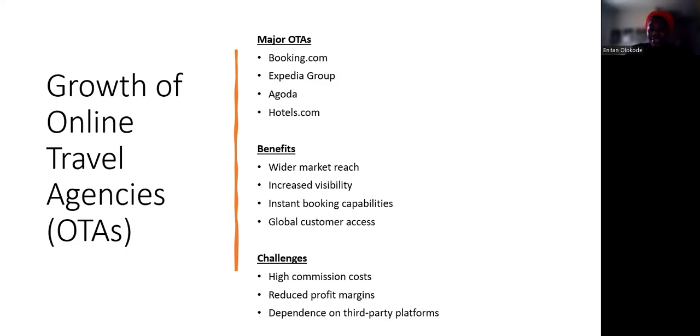And what are their benefits to us as revenue managers? It includes wider market reach. Anywhere globally, you get a market presence. Your facility becomes accessible to foreigners. Secondly, it enhances the visibility of the facility. It also supports instant booking capabilities.